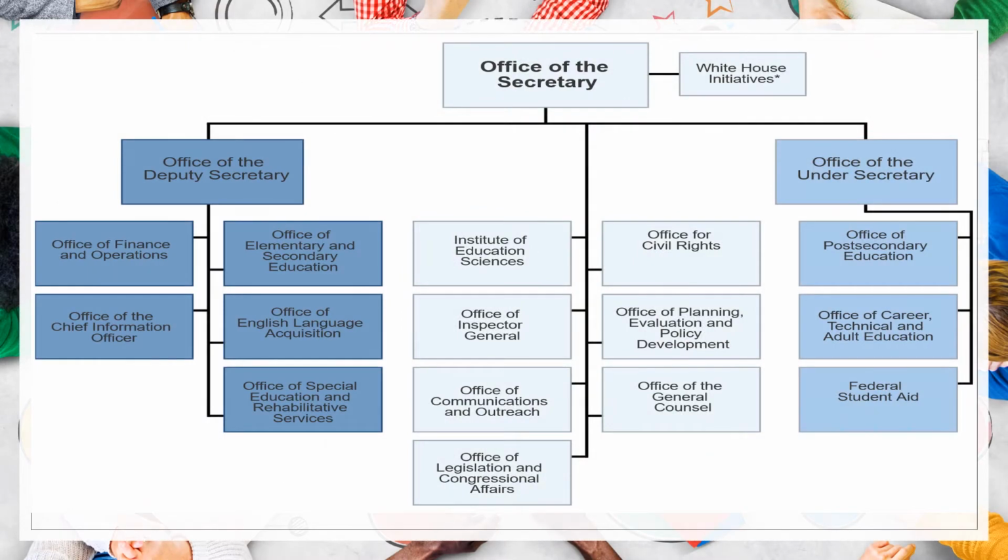The organigram of the Department of Education shows that it's headed by the Office of the Secretary, who directly reports to the White House initiatives. Then there is the Office of the Deputy Secretary, the Office of the Undersecretary, and we have the different subsections, as we can see, that work hand in glove to make the educational system a success.